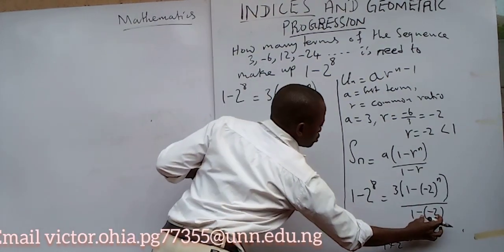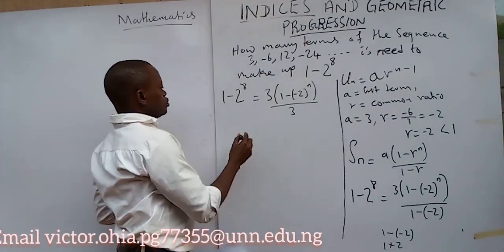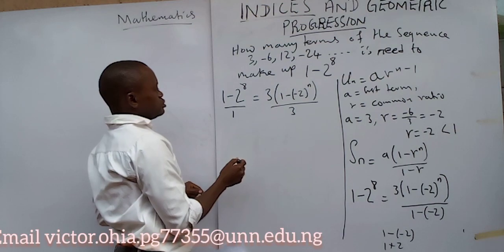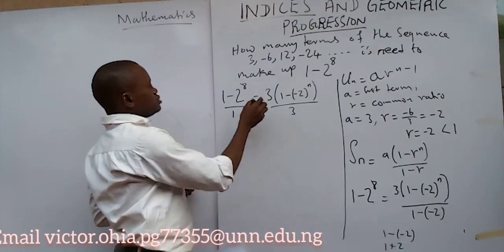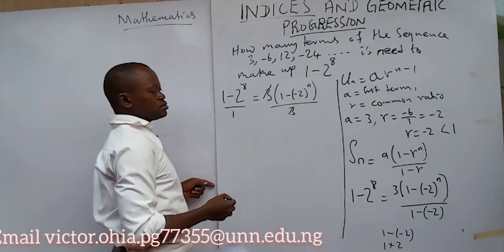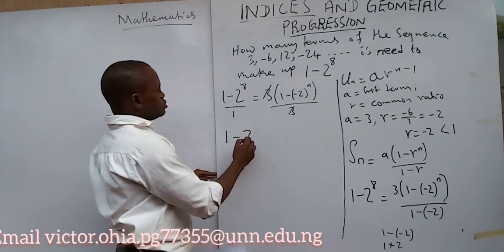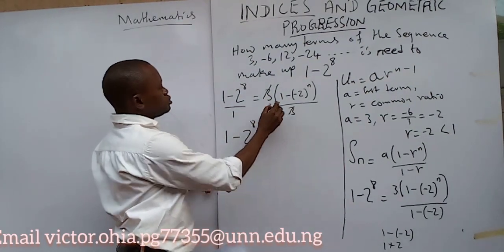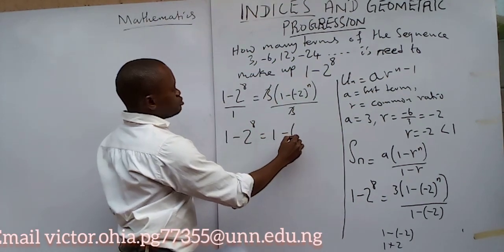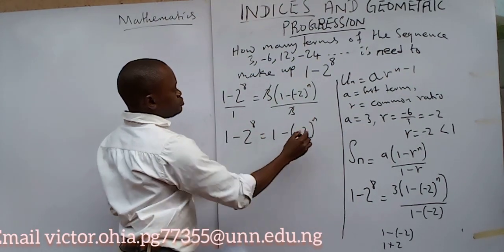Okay, so let's make this over 1. Even if we didn't make it over 1, this can take away this. I'm sure you can see that. So we can now bring down 1 minus 2 raised to power 8 equals 1 minus in bracket minus 2 raised to power n.